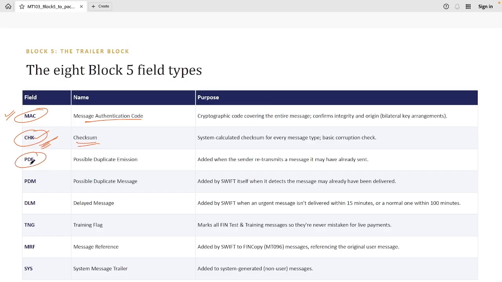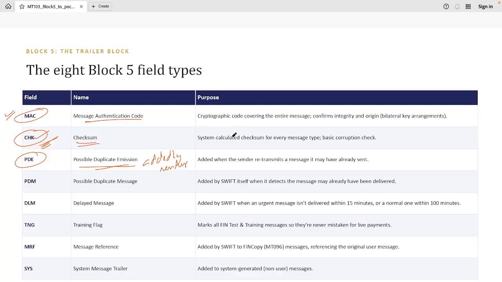PDE basically stands for possible duplicate emission. The keyword here is emission, which refers to the message being submitted or emitted by the sender towards the FIN service. So PDE is added by the sender when the sender believes that the same message may already have been input to FIN.